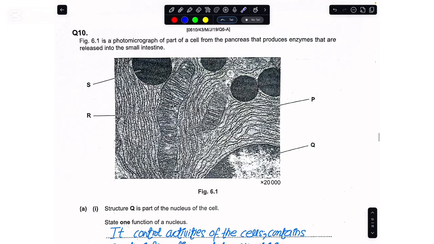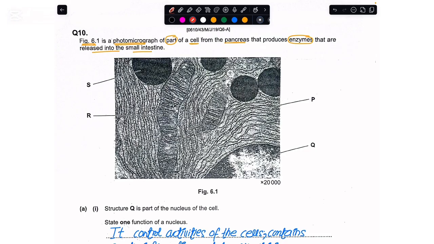If we come toward this question number 10, they say that here we show you figure 6.1, and this is a photomicrograph of part of a cell from the pancreas, and that too is producing the enzymes that are released into the small intestine.